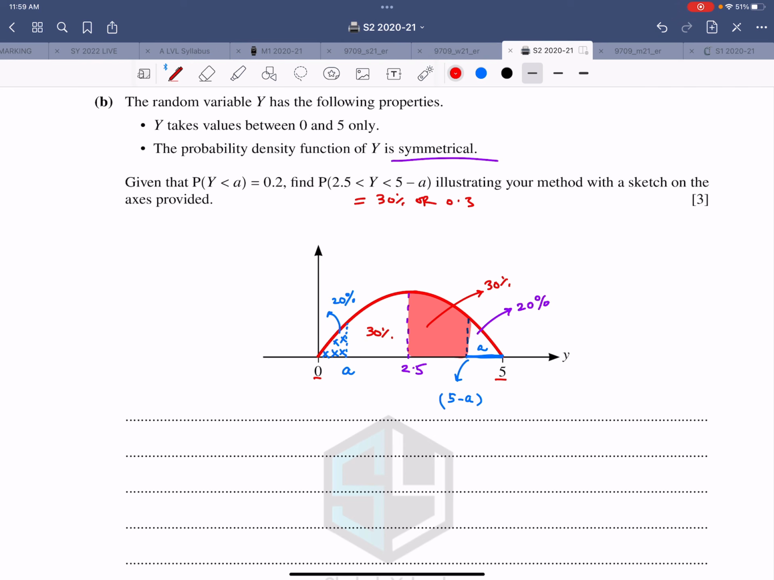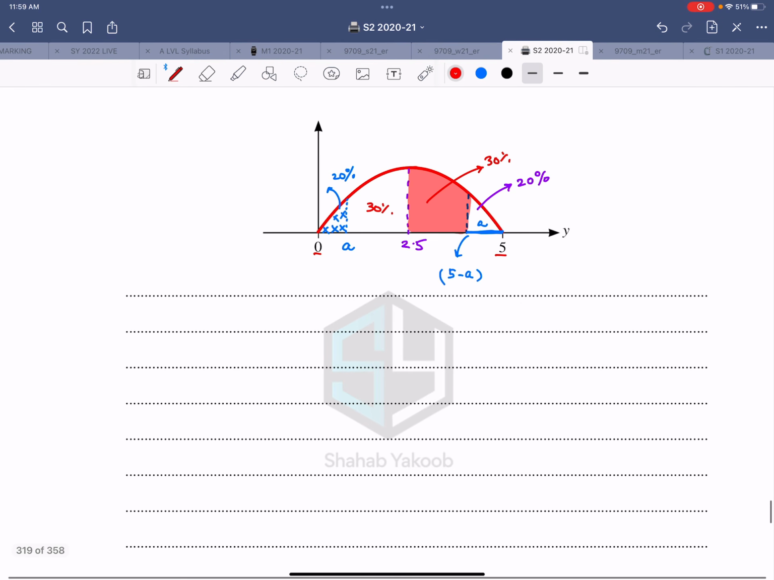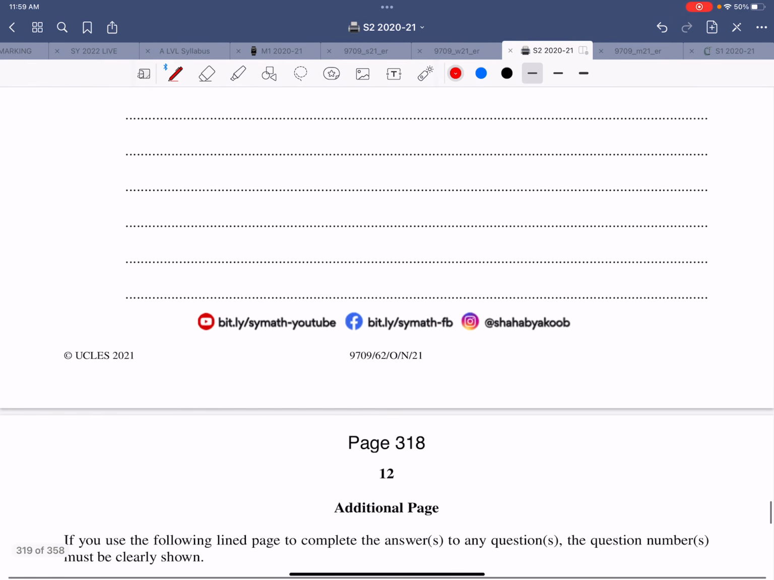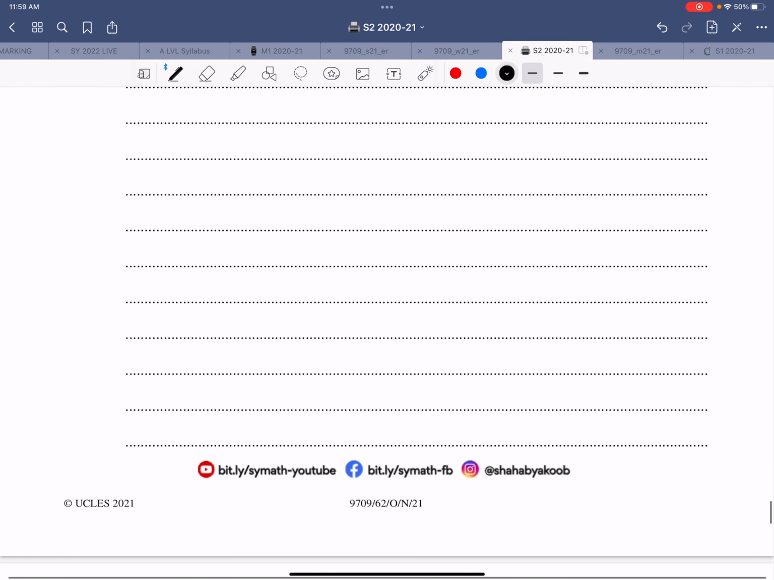So a very conceptual question based upon your knowledge of O-level maths, based upon your knowledge of common sense. So that completes this paper, November 2021, variant 62 of the S2 paper. Stay tuned for more.